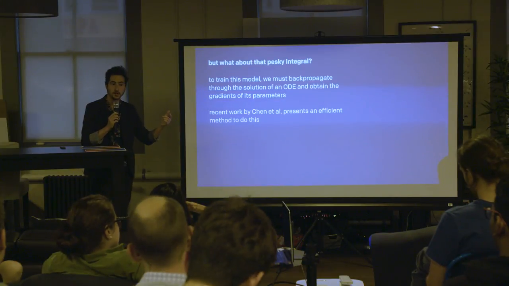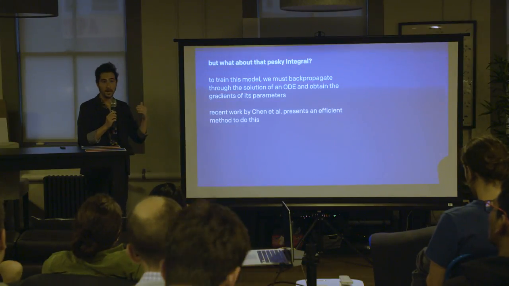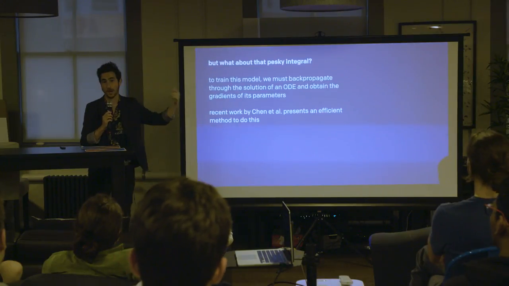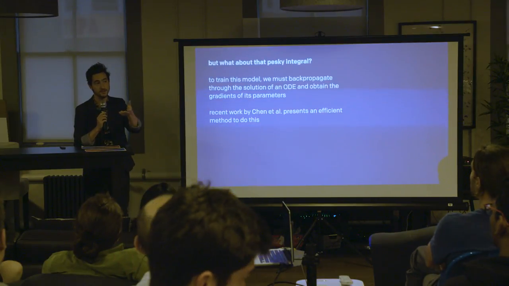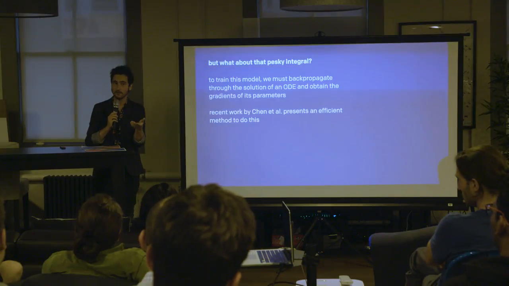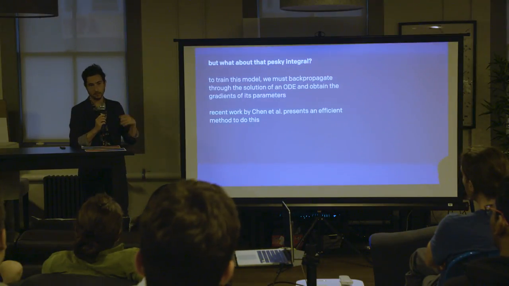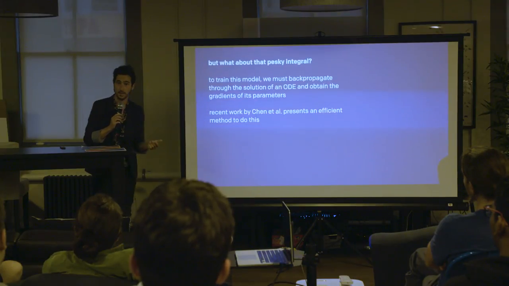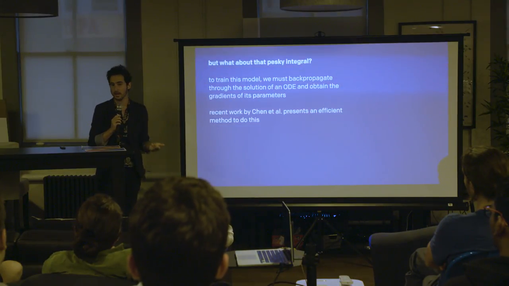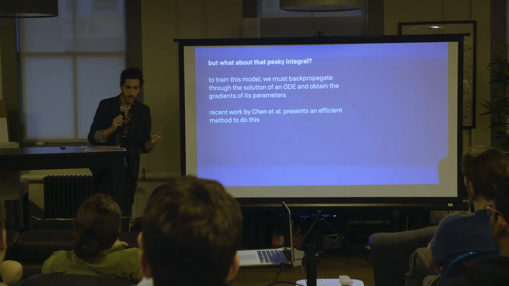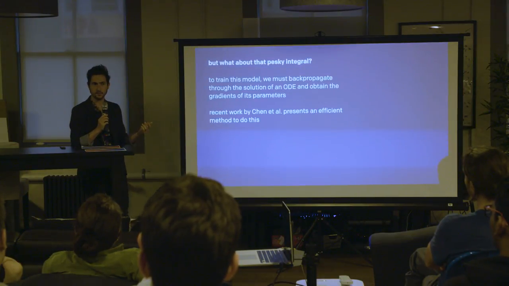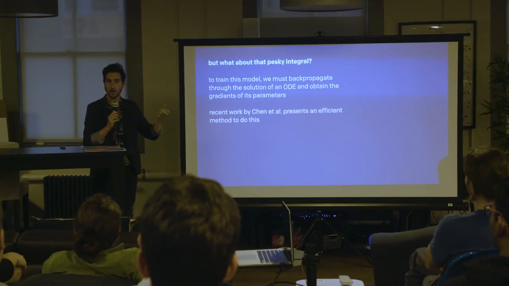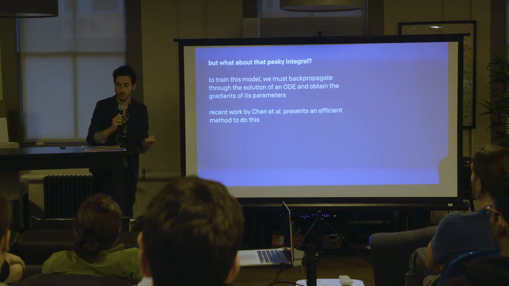Even more challenging, we now have to backpropagate through the solution of an ODE and get the gradients of the outputs with respect to its inputs and the parameters that define the flow function. Thankfully, there was some recent work from the University of Toronto that presented a method to do this, and we've been building upon that method in this work. The basic way it works is you can get the gradients of everything you need just by solving an augmented system of ordinary differential equations.